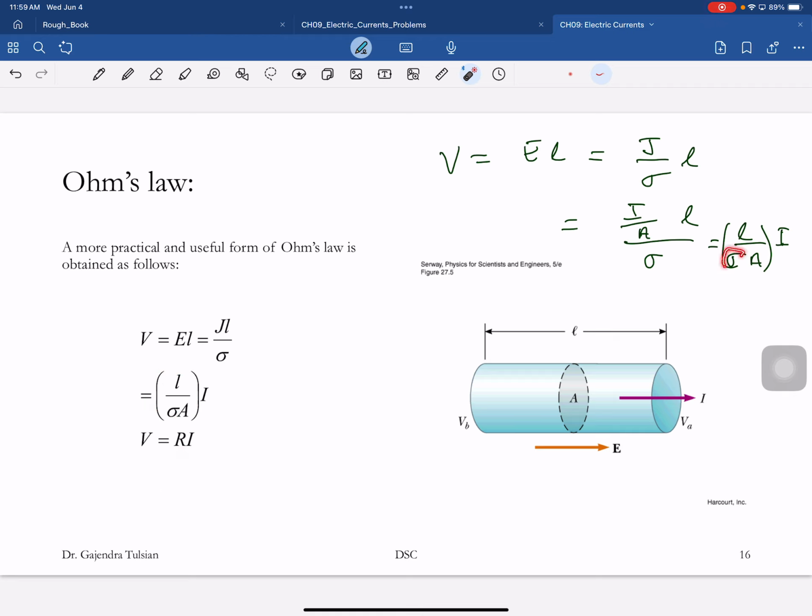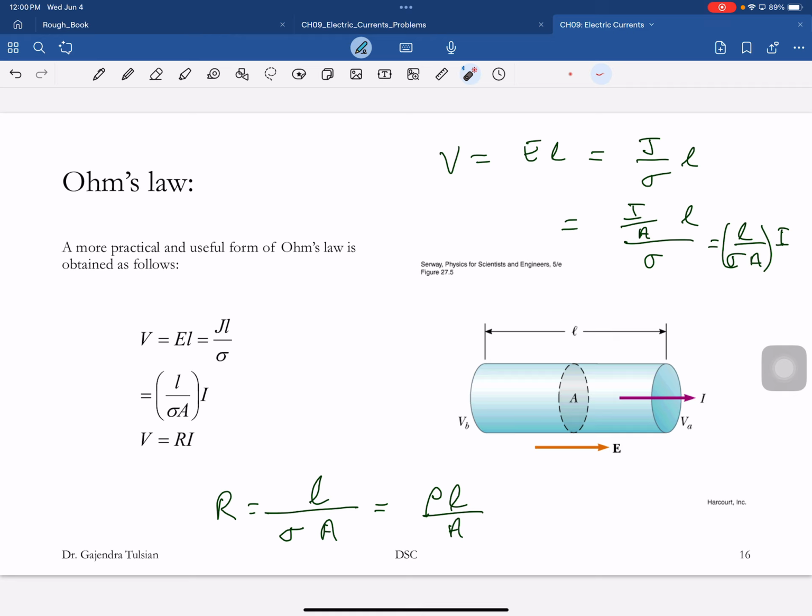So the resistance of the wire is inversely proportional to the conductivity. The higher the conductivity, the lower the resistance of the wire. So the resistance of a wire depends on the length of the wire, is inversely proportional to the area of cross section, and inversely proportional to the conductivity. And conductivity is the inverse of resistivity. So the resistance of a wire is the resistivity of the material, times the length of the wire, divided by the area of cross section. So the thicker the wire, the smaller the resistance. The longer the wire, the more the resistance.